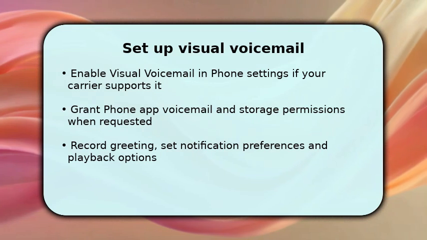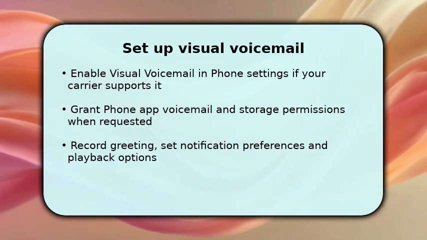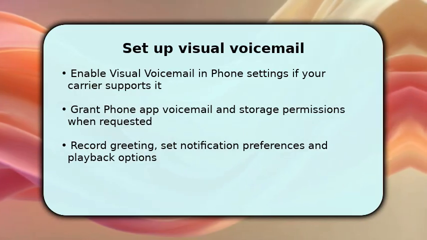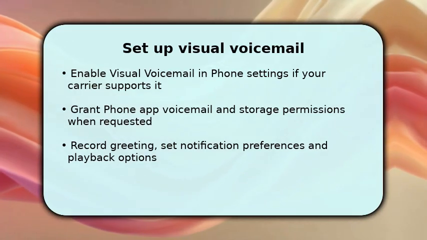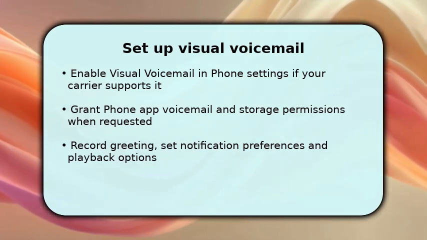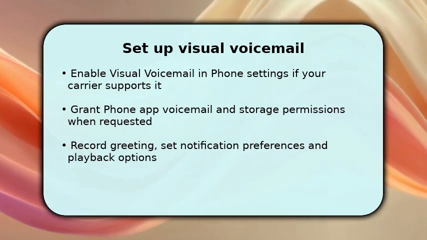Next, enable visual voicemail so messages appear as a list rather than a call. In phone settings, toggle visual voicemail and grant permissions for voicemail and storage. This lets the app download message audio and show transcripts when available. Record or upload your greeting and pick notification sounds and vibration. This controls how you're alerted.